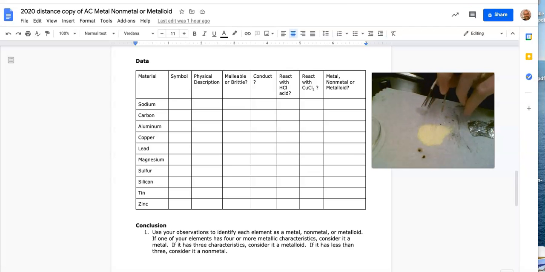Is it a conductor? Well, it's kind of hard to test it as a powder, but if it was a conductor, still my light bulb should light up, but it's not. Doesn't get lit. Sulfur doesn't.